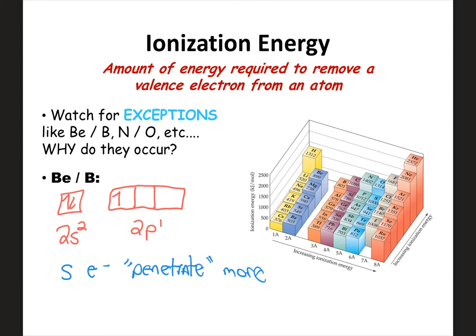So this is something you need to watch out for, and this is how you would need to explain that for any of these exceptions here that happen as you're moving from group 2A to 3A. You have to understand this idea that the s electrons penetrate the nucleus more.